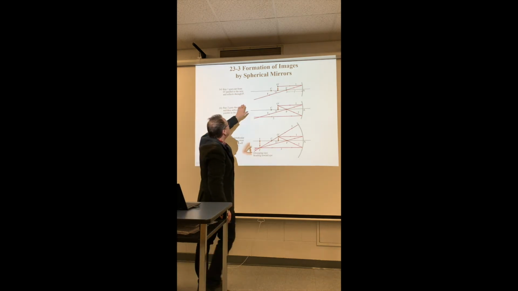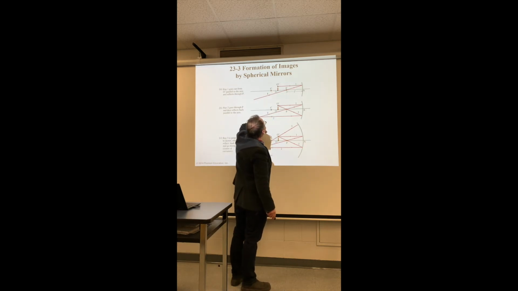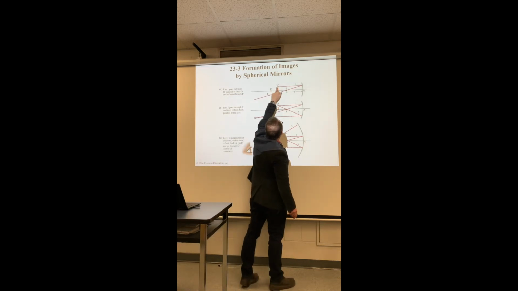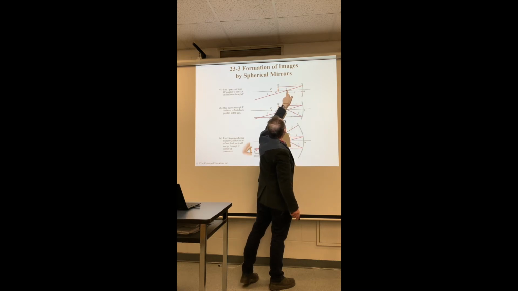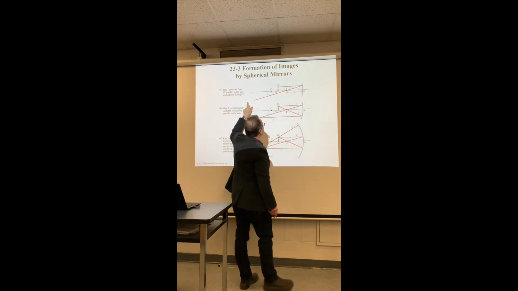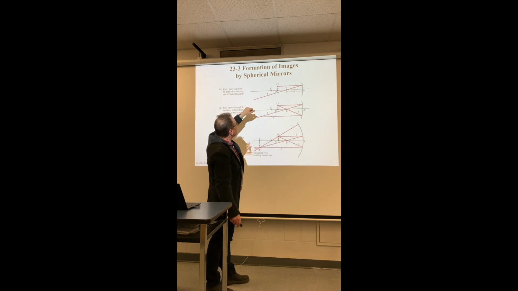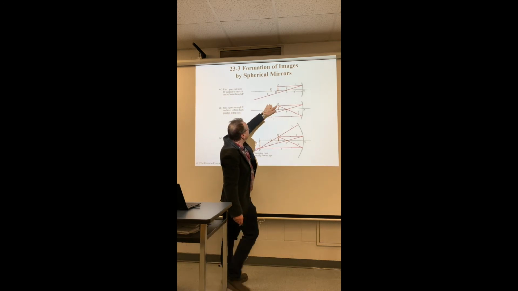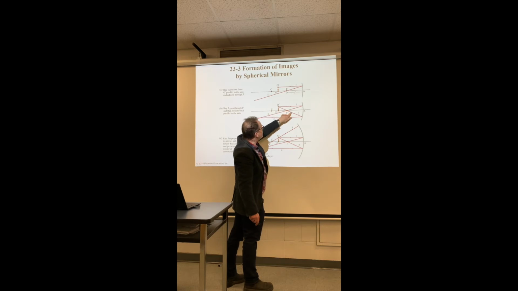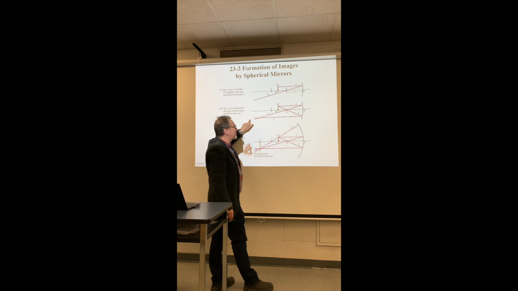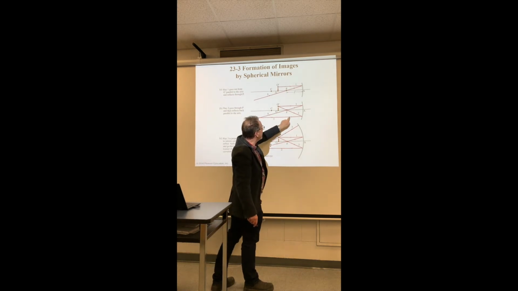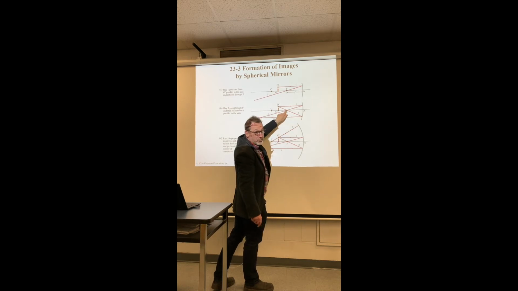Okay, we have the object here. Here's my object. We imagine a ray that leaves the object. It goes straight, it bounces off the mirror. Now we know that when it bounces off, it must go through the focal point. So that's the direction that ray goes. Okay? The second ray we consider leaves the object, goes through the focal point, bounces off, and comes out in the straight direction. If you think about this, this would have to work backwards, because if a ray of light came in along here, it would bounce back to the focal point. Okay?